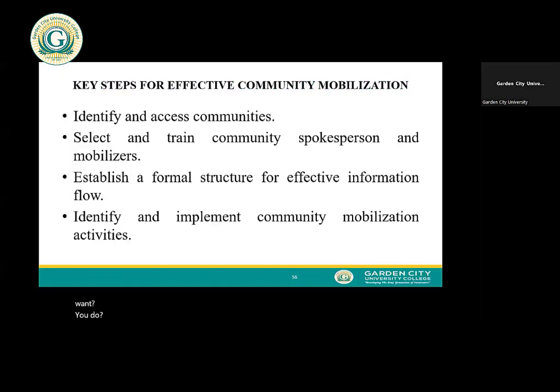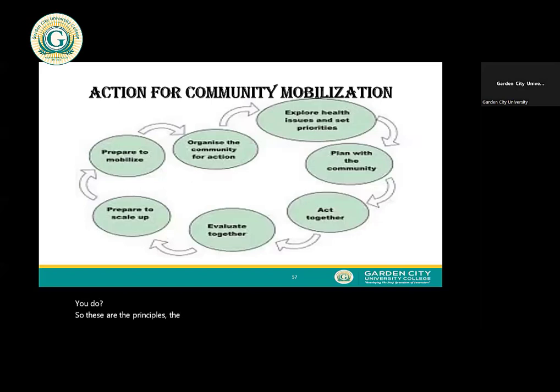So these are the principles, the key steps. Then action. You realize that it's a continuous process. If you look at the arrows, every arrow is pointing to something. You prepare to do your mobilization. Then you organize the community for action. You explore the health issues and then set your priorities. You plan with the community, you act together, you evaluate together, you prepare to scale up. So as you prepare to scale up, you prepare to mobilize. So the cycle goes on.